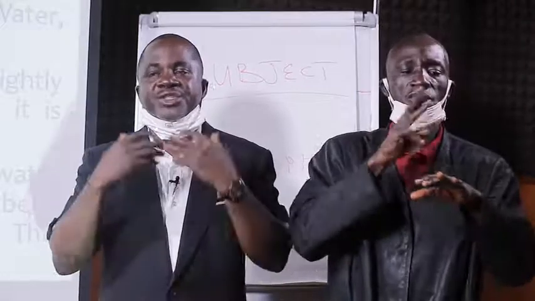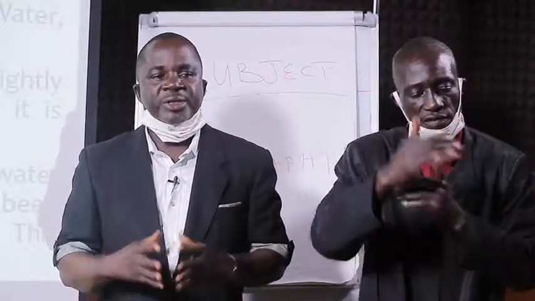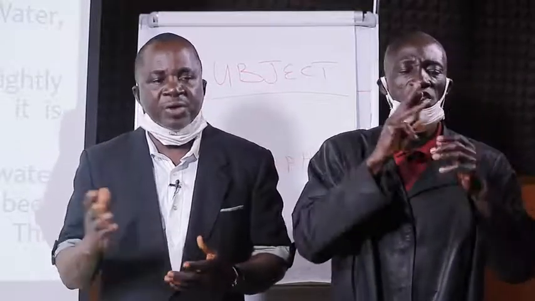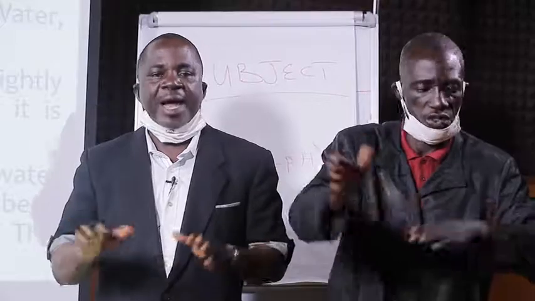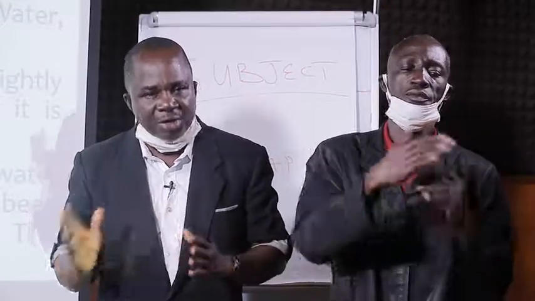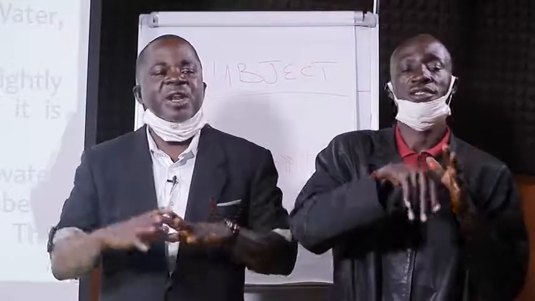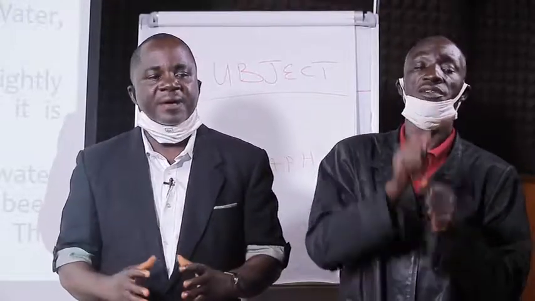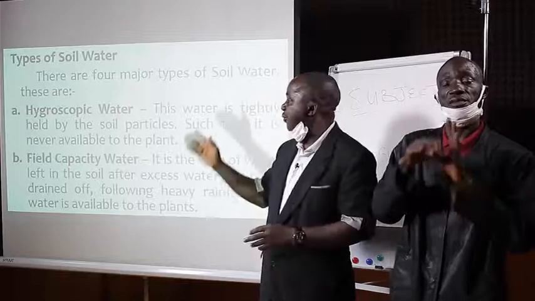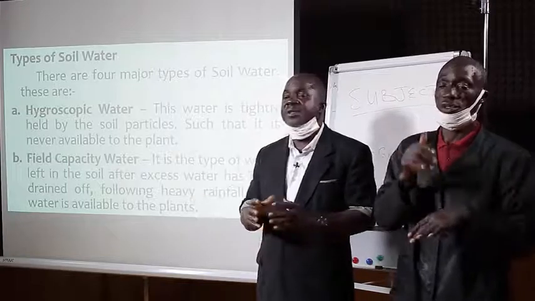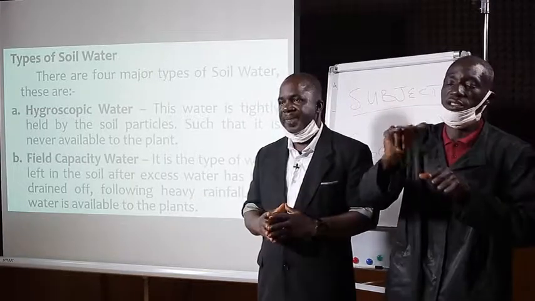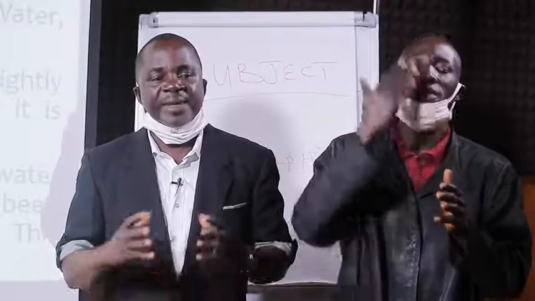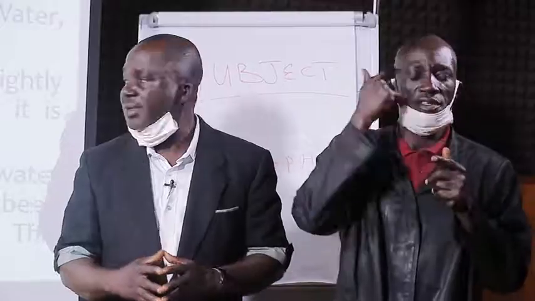And after each rain, you discover a lot of water running off. So after the water has been run off, then the available water that remains in the soil, which is there for the plant, is what we refer to as field capacity water. And such water is always there. It will be there for the plant's use.